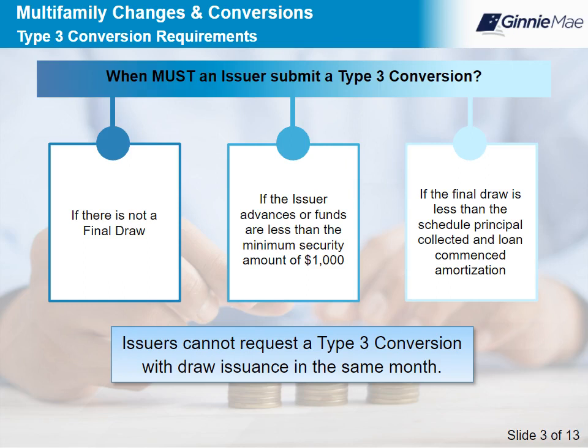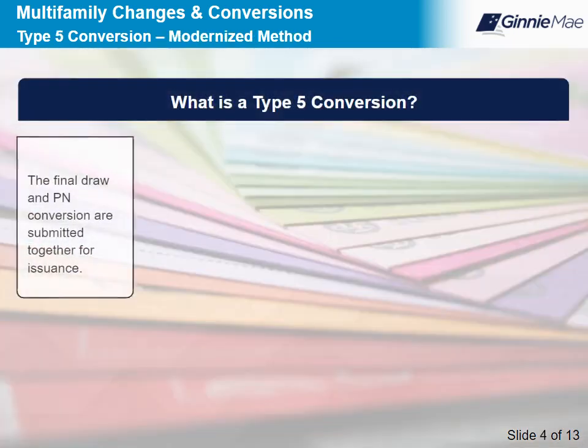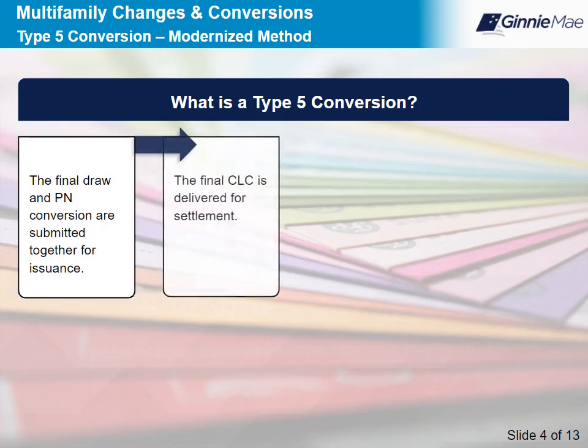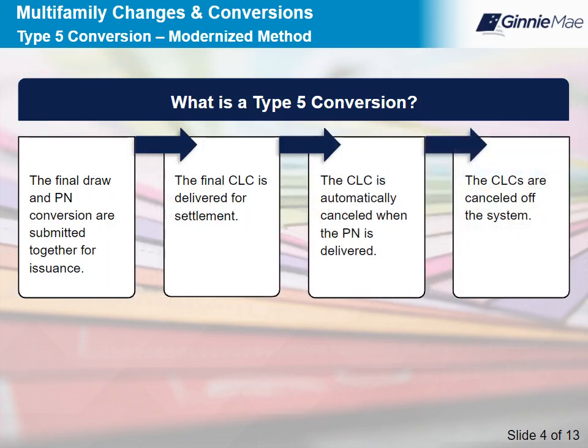Select Next to continue. A Type 5 conversion is when the final draw and PN conversion are submitted together for issuance. The final CLC is delivered for settlement. 3 business days later, the CLC is automatically canceled when the PN is delivered through the FRBNY for settlement. The CLCs are canceled off the system.